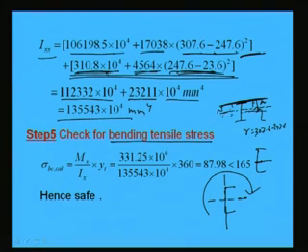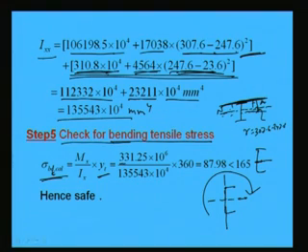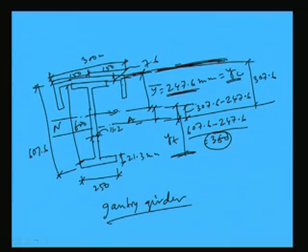Now, we will go for step 5. In step 5, what we will do? We will find out the stress, that is bending tensile stress, and we will check for that, right. Bending tensile stress we can find out, sigma BT cal, will be Mx by Ix into Yt, right. Yt is the distance from CG of the combined section to the extreme fiber of the tensile zone. So, that is 331.25 into 10 to the 6 by Ix, that is 135543 into 10 to the 4, into Yt. Yt is 360, that we found earlier.